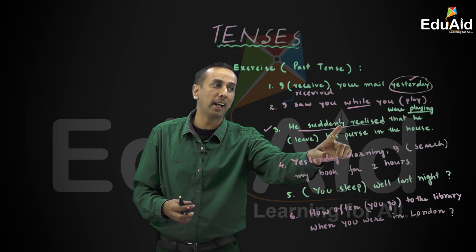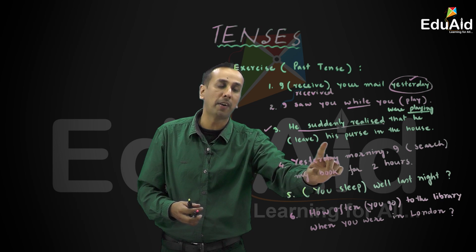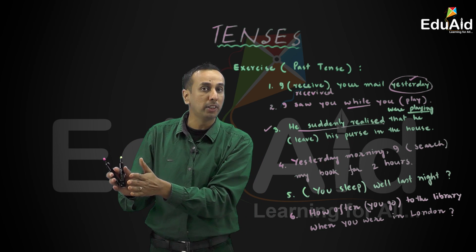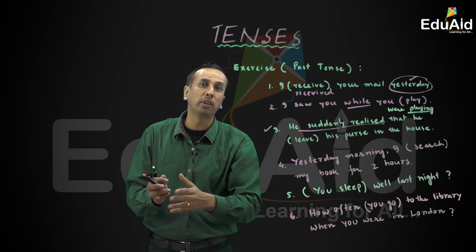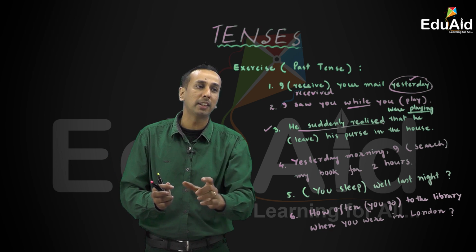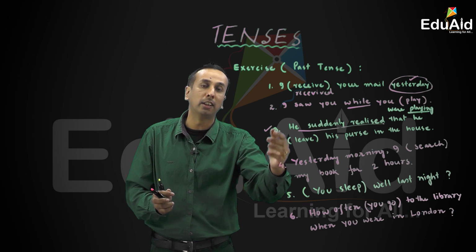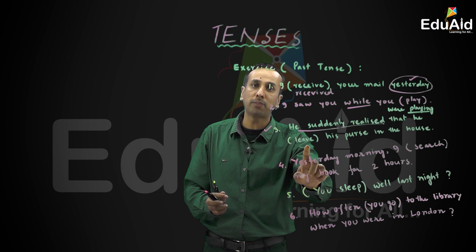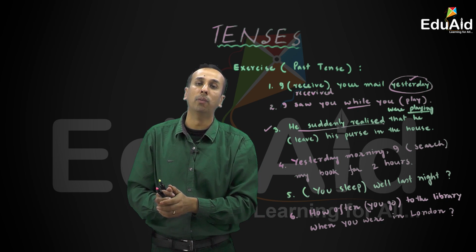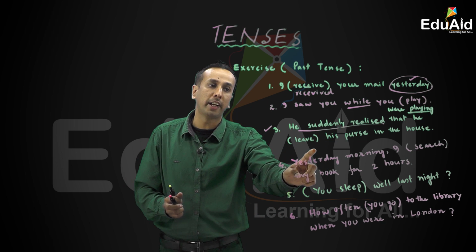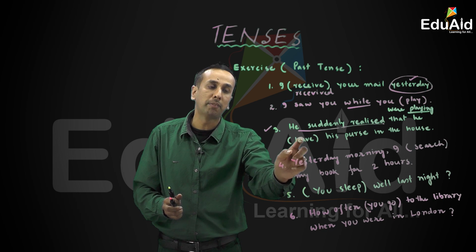his realization, he suddenly realized, and the other action is that he left his purse at home. Out of these two actions, did both happen together? I don't think so. Both the actions have occurred at different points of time, one first, then the other. Which action occurred first? Suddenly realized or left his purse? He left his purse at home. So that is the first action. So prior to that action, we should be using past perfect tense.